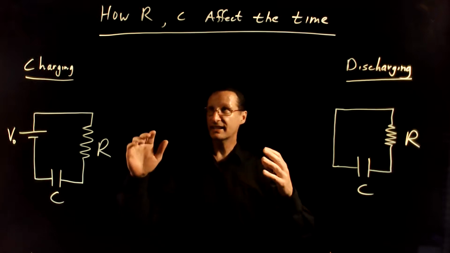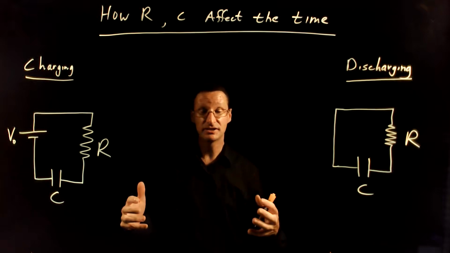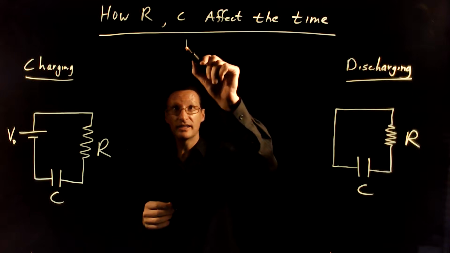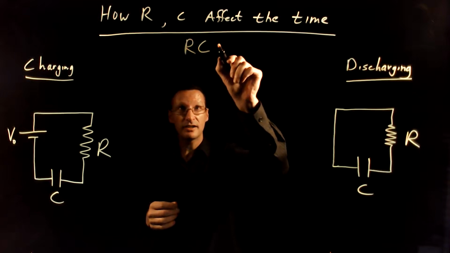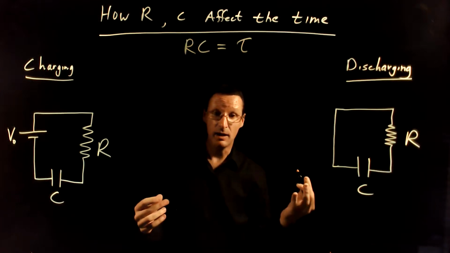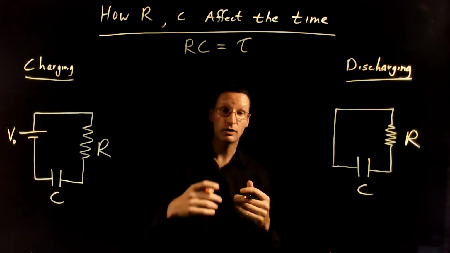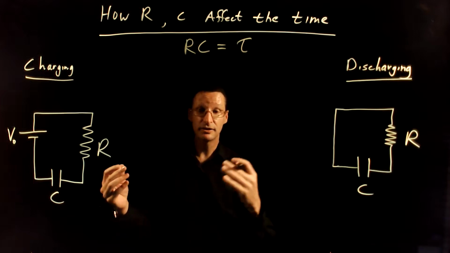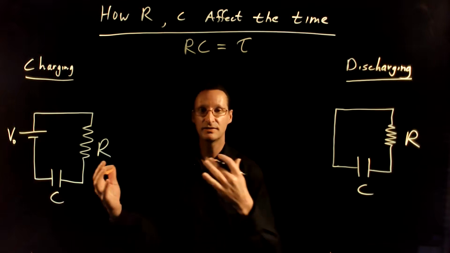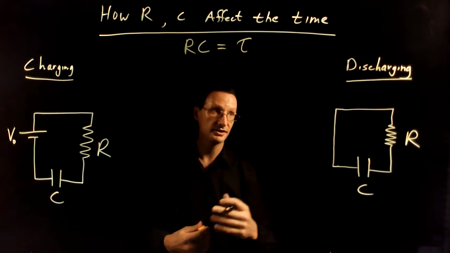I wanted to take a second to talk about how the resistance and the capacitance in an RC circuit affect the time constant. Now you probably know from looking at the equations that the product R times C gives you the time constant tau. And you can see from looking at those equations why changing R or C will change the charging or discharging time. But I want to give you some intuition about why that might be instead of just looking at the equations. So I have a charging circuit and a discharging circuit here.